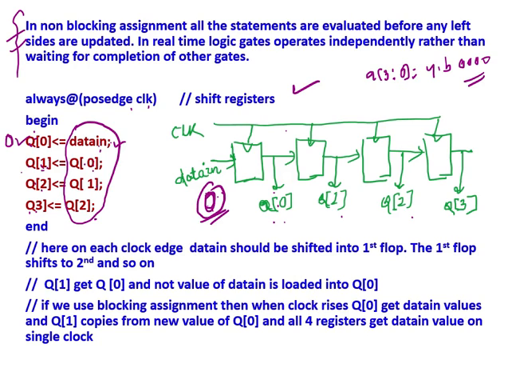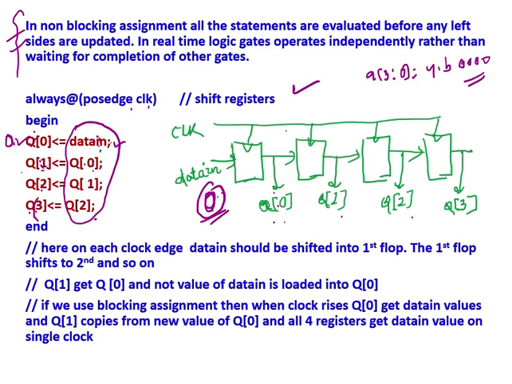Okay, so the first clock data in will be propagated to Q0. When the second clock comes, the 0 will be propagated to Q1, on the third clock the 0 will be propagated to Q2, then on the fourth clock the 0 will be propagated to Q3. We should remember this one.